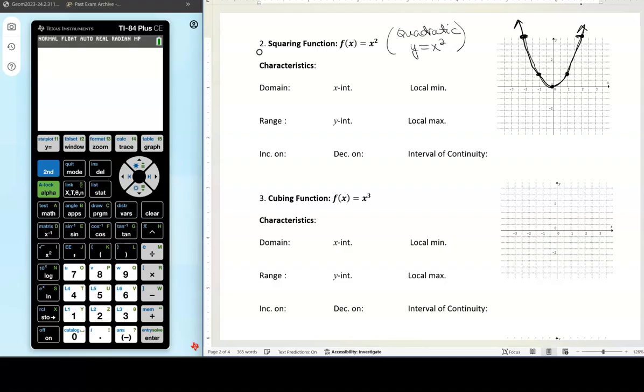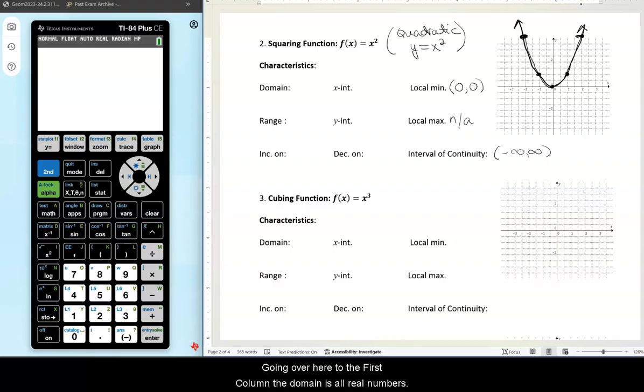Okay. It clearly has a local min. The local min occurs down here where it's turning, where it goes from decreasing to increasing. So the local min is at (0, 0). It does not have a local max. This function is continuous for all values. So its interval of continuity is from negative infinity to infinity.